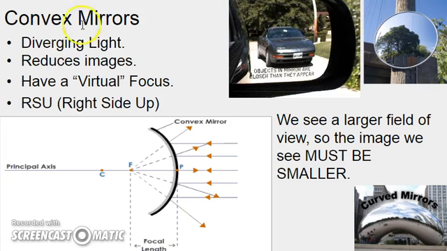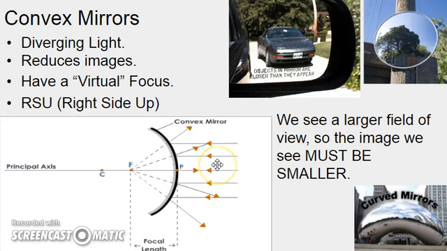Moving on to convex mirrors. Light is diverging. It reduces the image, right? They're smaller. They have a virtual focus. The virtual focus will be on the opposite side of the mirror, and they will be right side up. So this side we're looking at light coming here. It's diverging light. Remember, the light here in this picture is coming from the right-hand side.